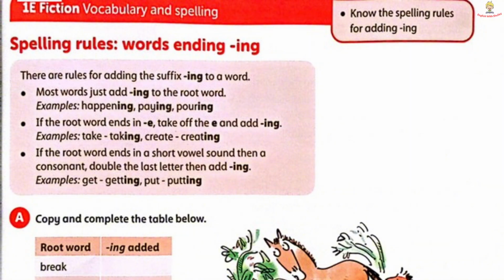Vowels are a, e, i, o, u. After the vowel, there is a consonant, t. So here we double the consonant t and then add ing. So it becomes getting. Put, putting.